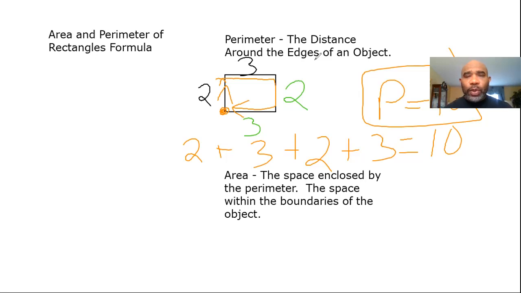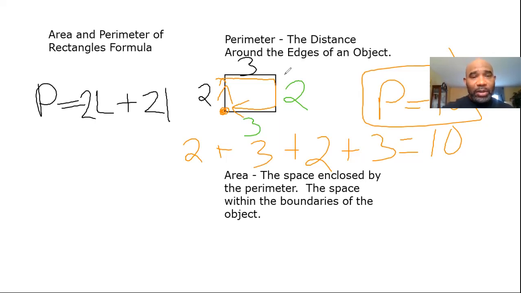Now, notice what we did. I told you that opposite sides are equal. So for the perimeter, we can actually come up with a basic equation. The perimeter is equal to whatever the length is, and we multiply that times 2. So we say twice the length plus twice the width. So that's a general formula for the perimeter.